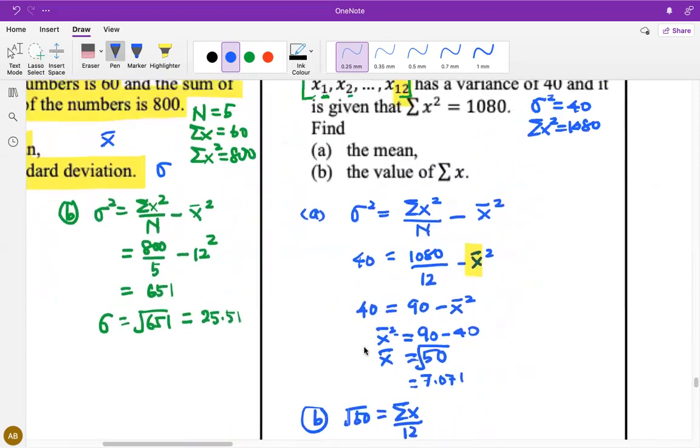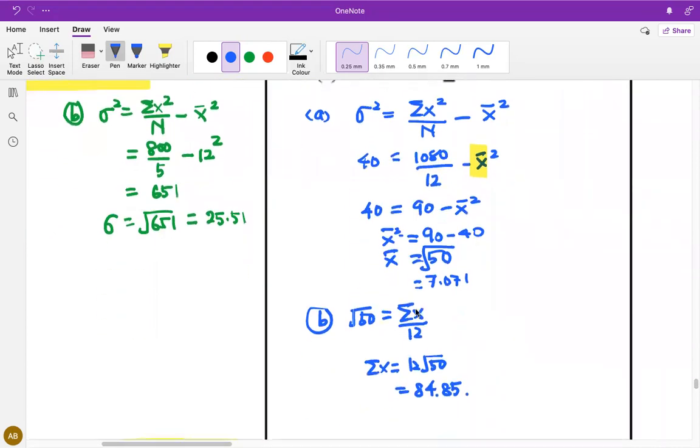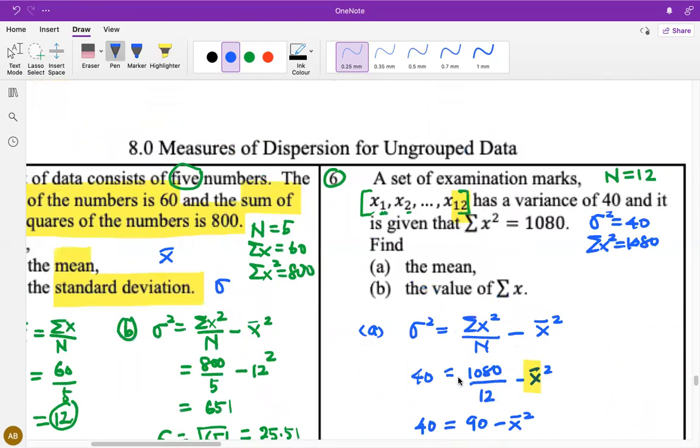Then B is, we want to find the sum of x. So sum of x over 12 is the mean. From here, the mean is sum of x over n. So this one is 12, this one is square root 50. So the sum of x is 12 times square root 50, which is 84.85, right? This is B, number 6.